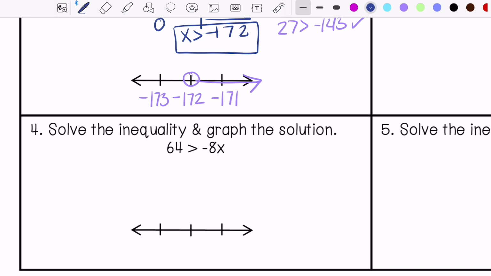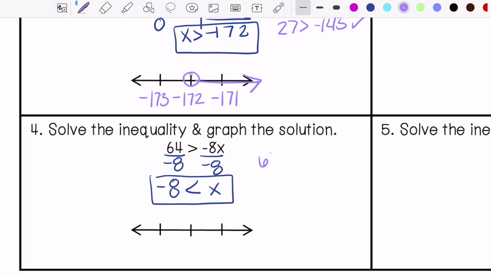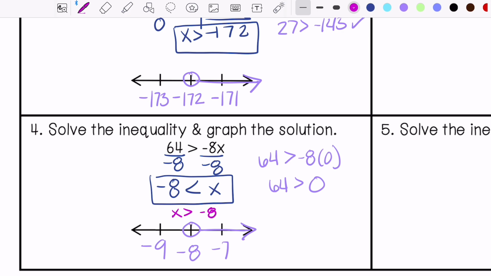All right, I'm going to divide by negative 8. Because I'm dividing by a negative, I'm flipping the sign. A number greater than negative 8 is 0. So 64, is that greater than negative 8 times 0? 64 is greater than 0. Open circle. And again, you can rewrite this to help you with graphing.